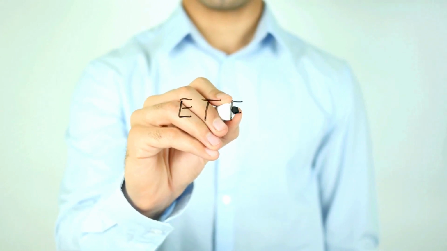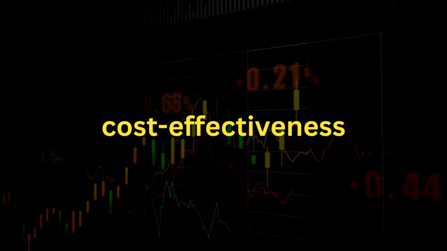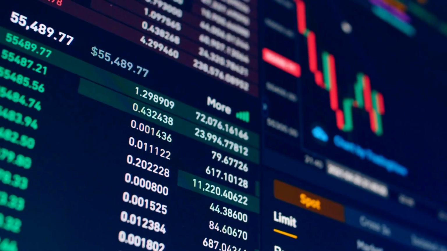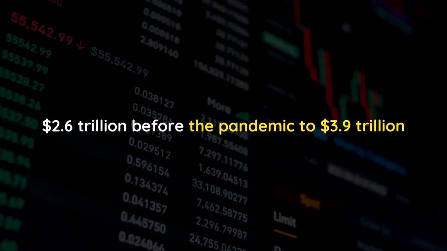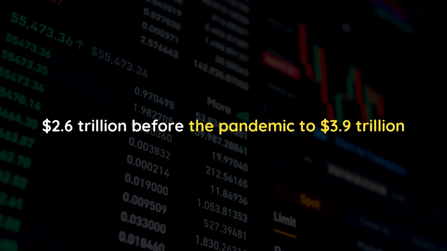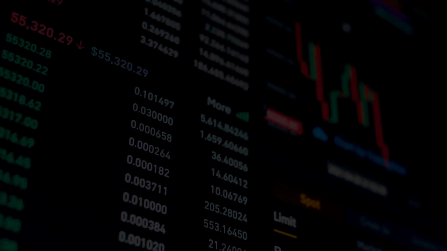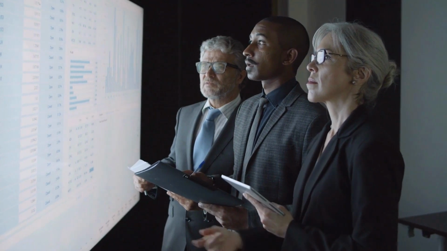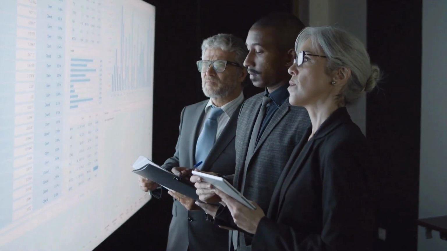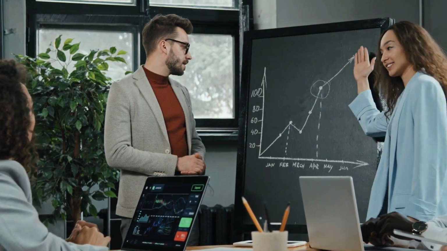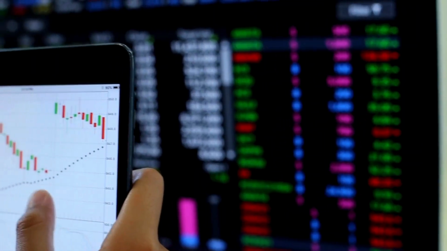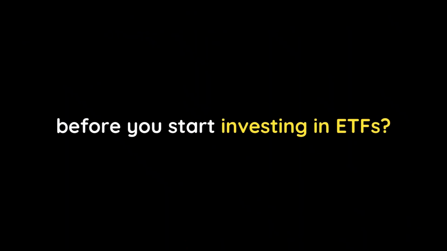ETFs are becoming more popular due to their convenience, cost-effectiveness, and diversity. As of June 2021, the US ETF market has grown from $2.6 trillion before the pandemic to $3.9 trillion. This is good news for investors who want to add more ETFs to their portfolios, and it suggests that more growth may be on the way. But what are the things you need to know before you start investing in ETFs?